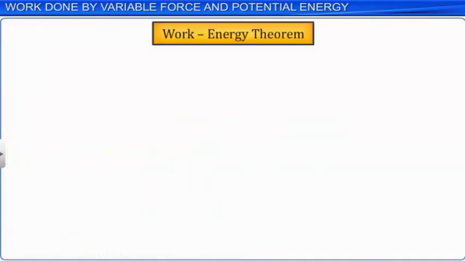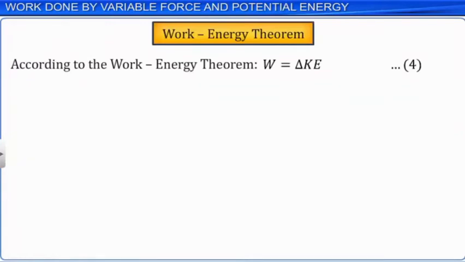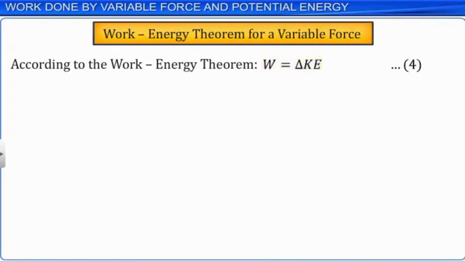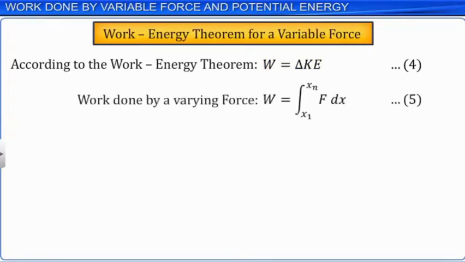We know that according to the work energy theorem, the work done, W, by a net force on a body is equal to a change in its kinetic energy, KE, as in expression 4. W = delta KE. Let us now try to prove the work energy theorem for a variable force. We know that the work done by a variable force can be found by the expression W = integral F dx in the limits x1 to xn. Let's call this equation 5.